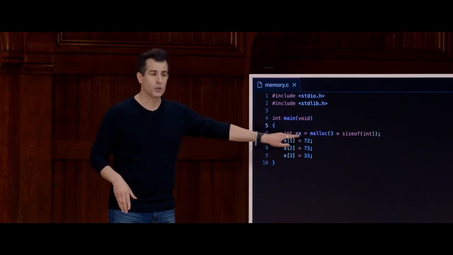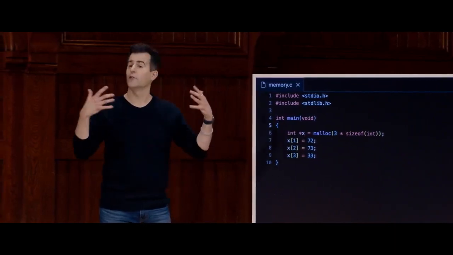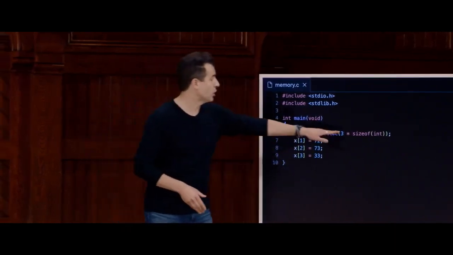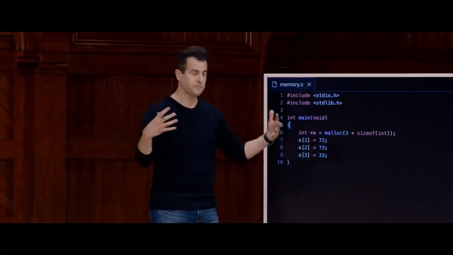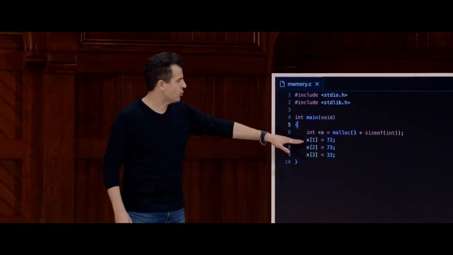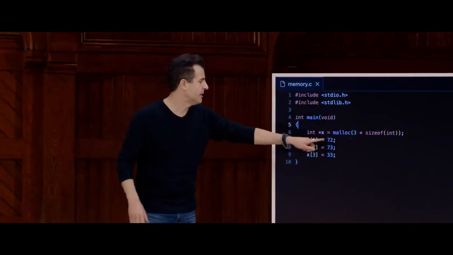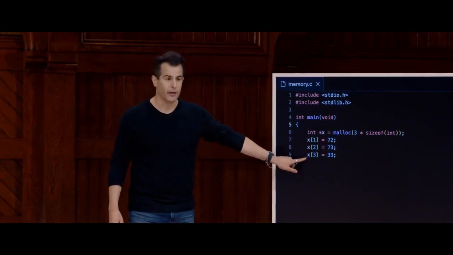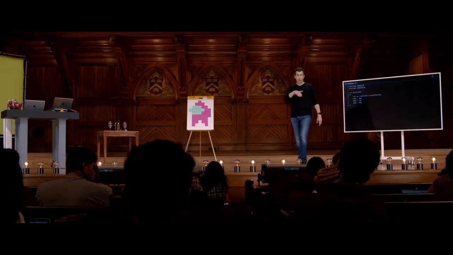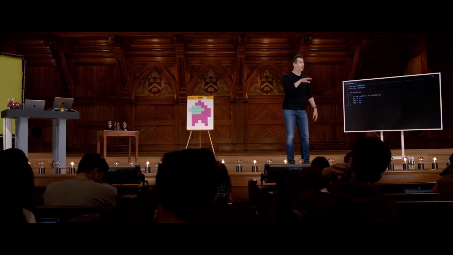But int star x just means that x is now the address of a chunk of memory, specifically a chunk of memory that's big enough, not for 1, but for 3 ints in total. All right, now I'm just sort of naively putting our old friends 72, 73, and 33 at the first, second, and third locations in memory. But perhaps based on week 2 or week 4, I'm clearly screwing up here in a couple of ways.